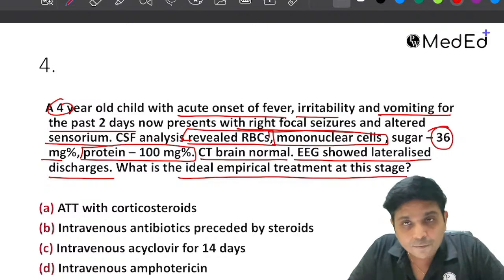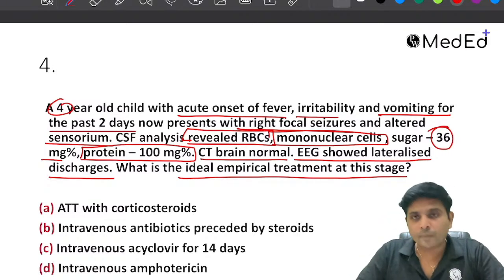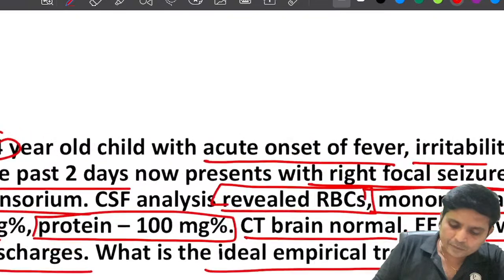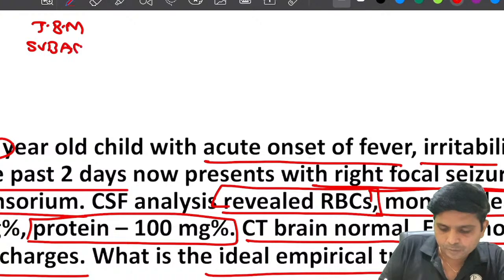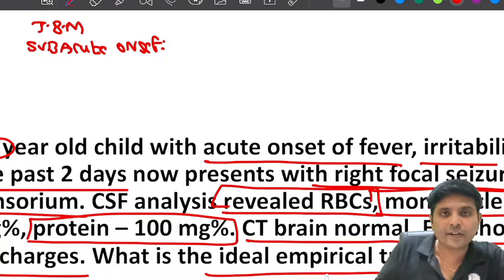Is this a case of tuberculous meningitis? No, my dear. Tuberculous meningitis is characterized by subacute onset. It occurs over a period of days to weeks.